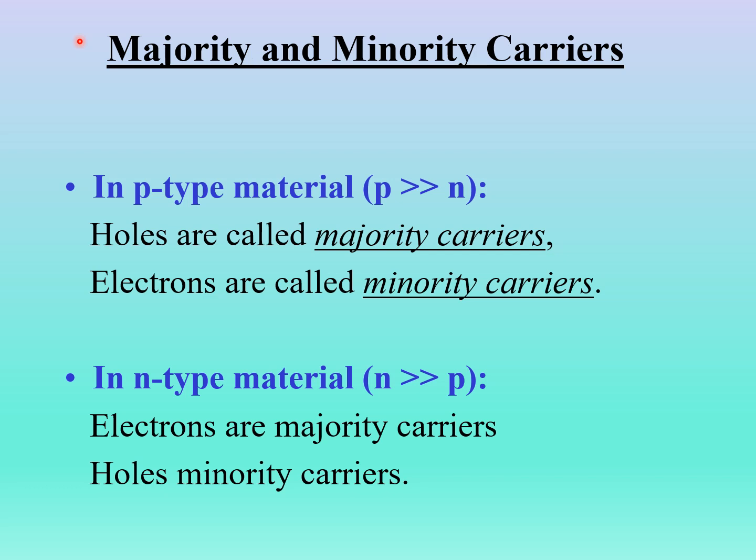So there's a concept called majority and minority carriers that we need to define before we move on to the next material. In p-type material, remember, p-type means the number of holes, p, is much larger than the number of electrons, n. So holes are called majority carriers and electrons are called minority carriers. It makes sense. Likewise, in n-type materials, where you have many more electrons than holes, electrons are the majority carriers and holes are the minority carriers. So this is the simple concept and definition of what is meant by a majority and a minority carrier.